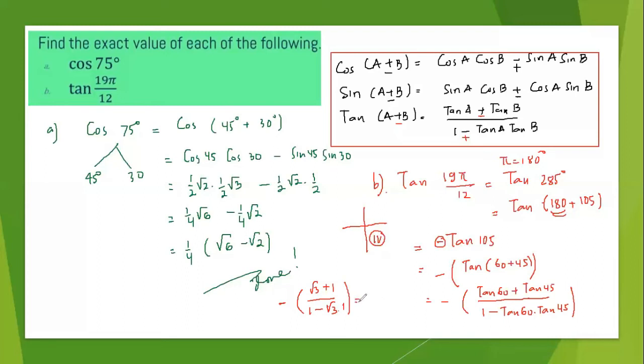So the answer is root of 3 plus 1 over root 3 minus 1. Do you understand the meaning of this one? So this minus belongs to the denominator: minus times 1, minus 1, minus times minus root of 3, right? Yes, sir. Okay, so this is the final answer. Clear?